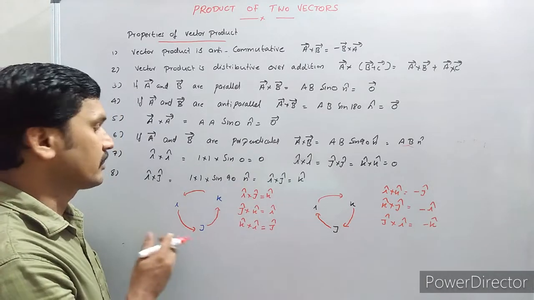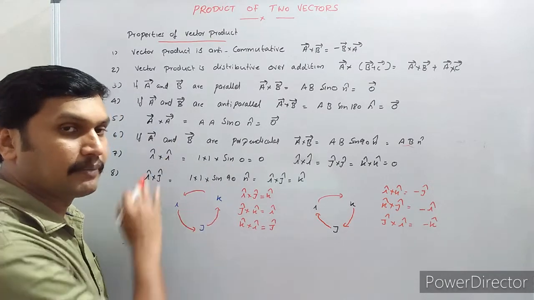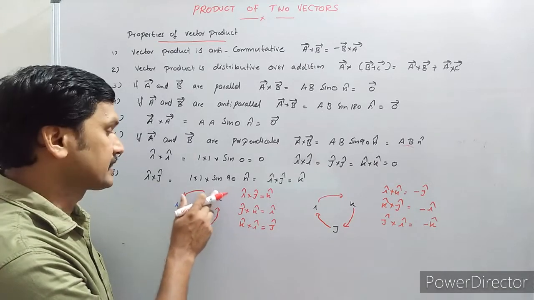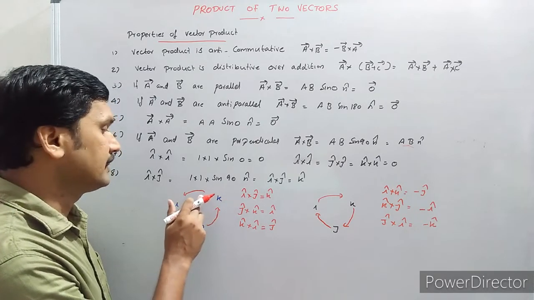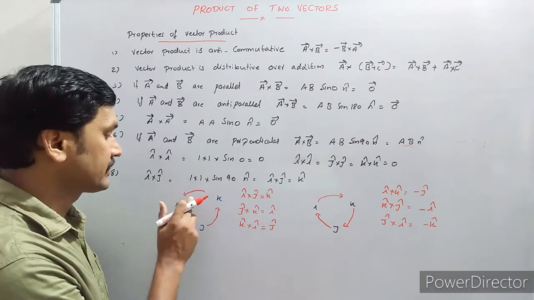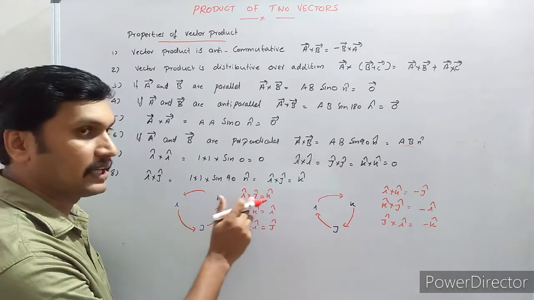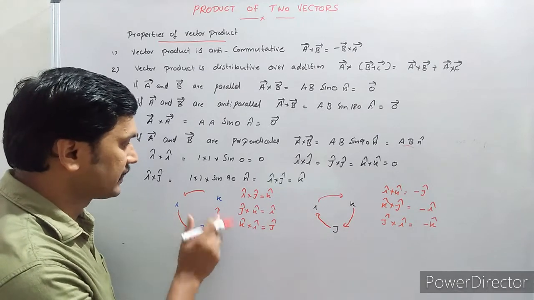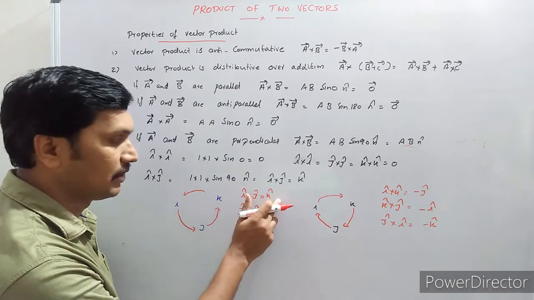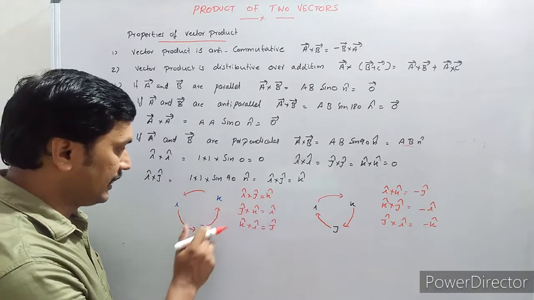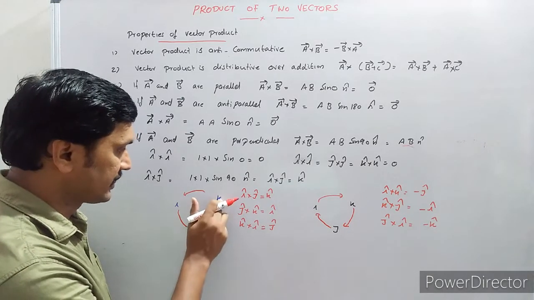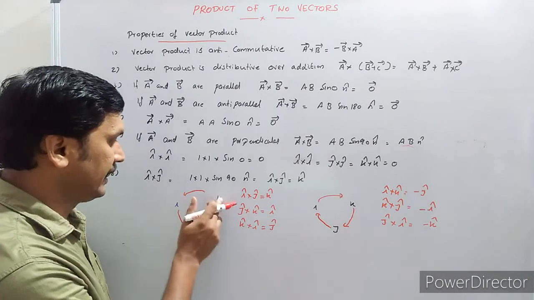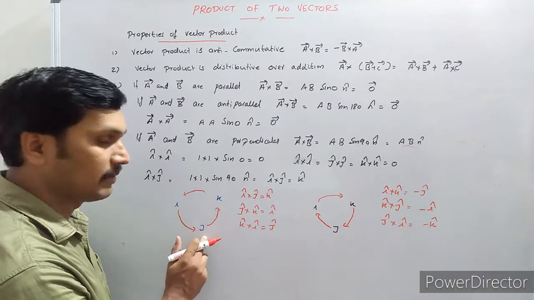To remember the cross product between the unit vectors, it is better to write i, j and k in a cyclic circle. If you take the product in the anti-clockwise direction, i cross j is the third one, that's k. Similarly, j cross k is equal to the third one, that is i. And k cross i is equal to j.